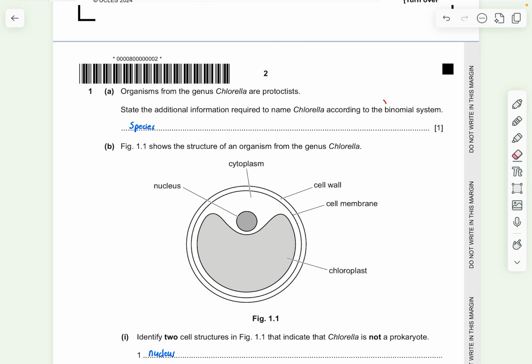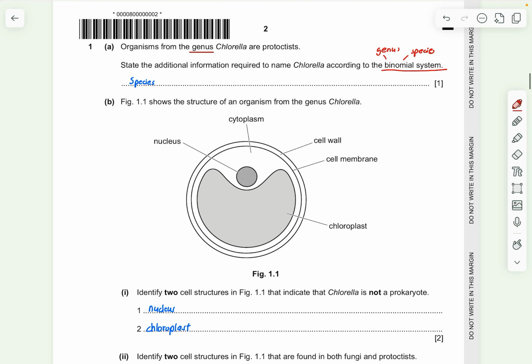So question 1A. Organisms from the genus Chlorella are protoctists. State the additional information required to name Chlorella according to the binomial system. What you can see is that the genus is given, but they ask you for the binomial system. The binomial system contains the genus and the species. So what is lacking here is the species. Like Homo sapiens, Homo is the genus, sapiens is the species. That is what you need in order to satisfy the naming system.